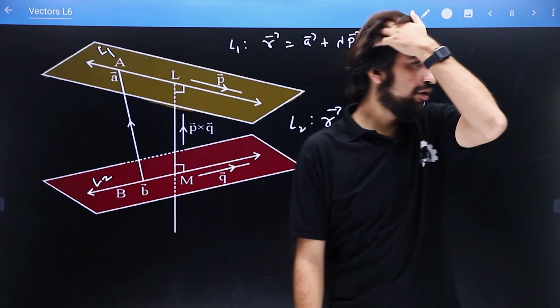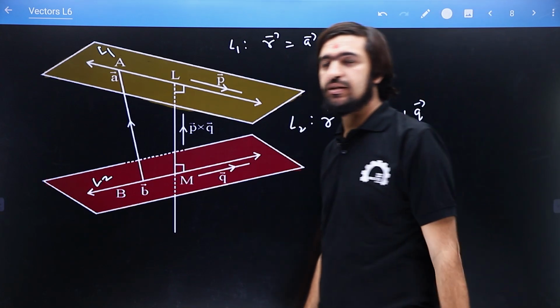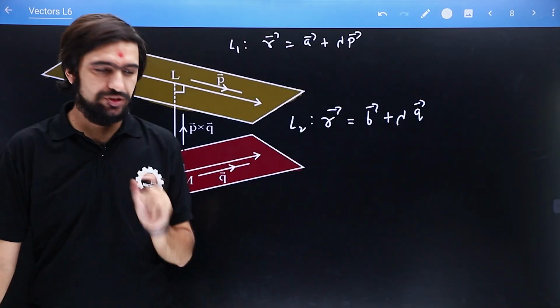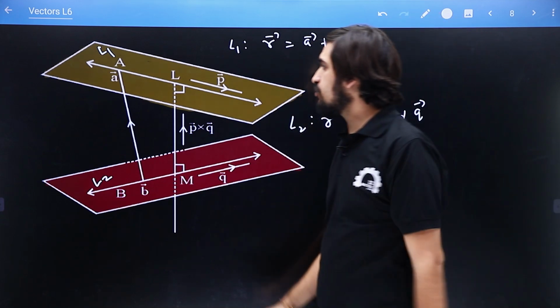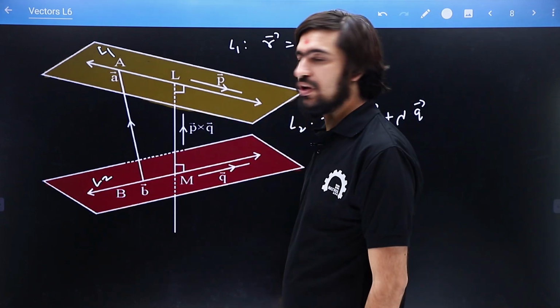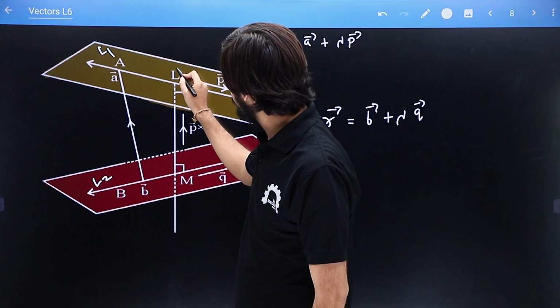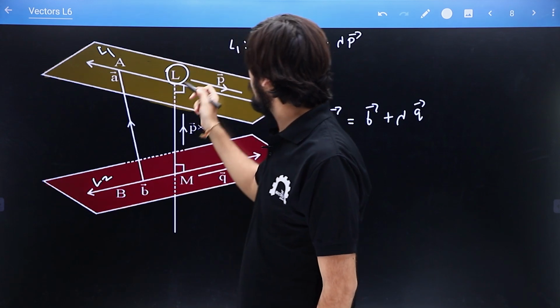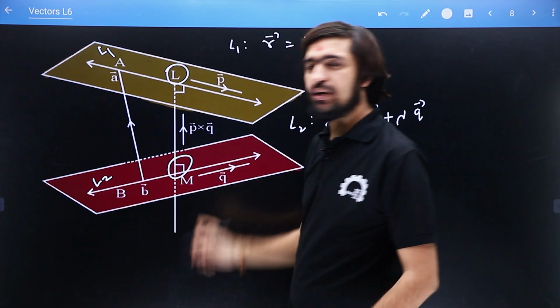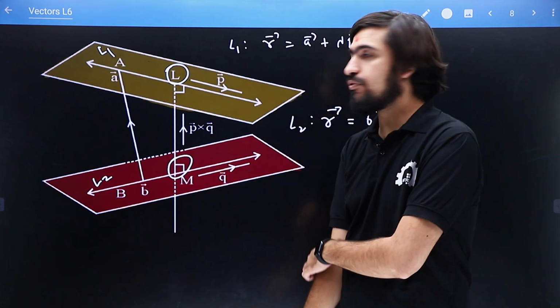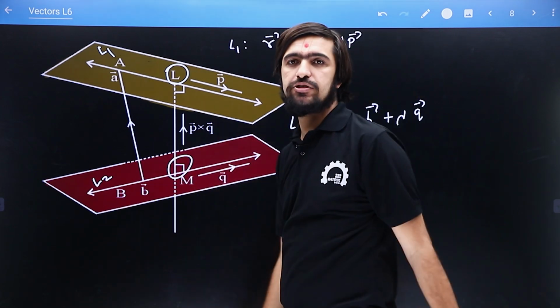As I have already told you, the shortest distance between two skew lines must be the part of the line which is perpendicular to both lines. So now we can see there is a line LM. This is perpendicular on L1 at L and perpendicular at M. So LM will be the shortest distance between those two lines. So what can we do? We have already studied this concept.